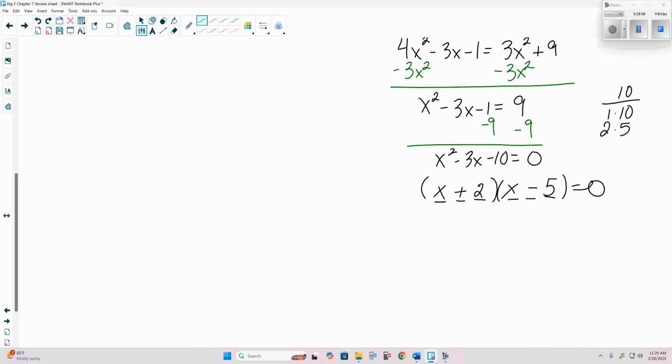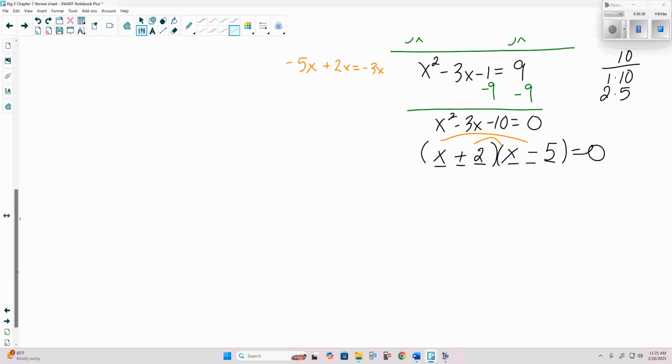If I want to check and make sure, we can check off to the side that we do get the correct middle term of negative 3. X times 5 is going to be negative 5x. 2 times x is positive 2x, giving us the negative 3x middle term that we wanted. Questions on this so far?